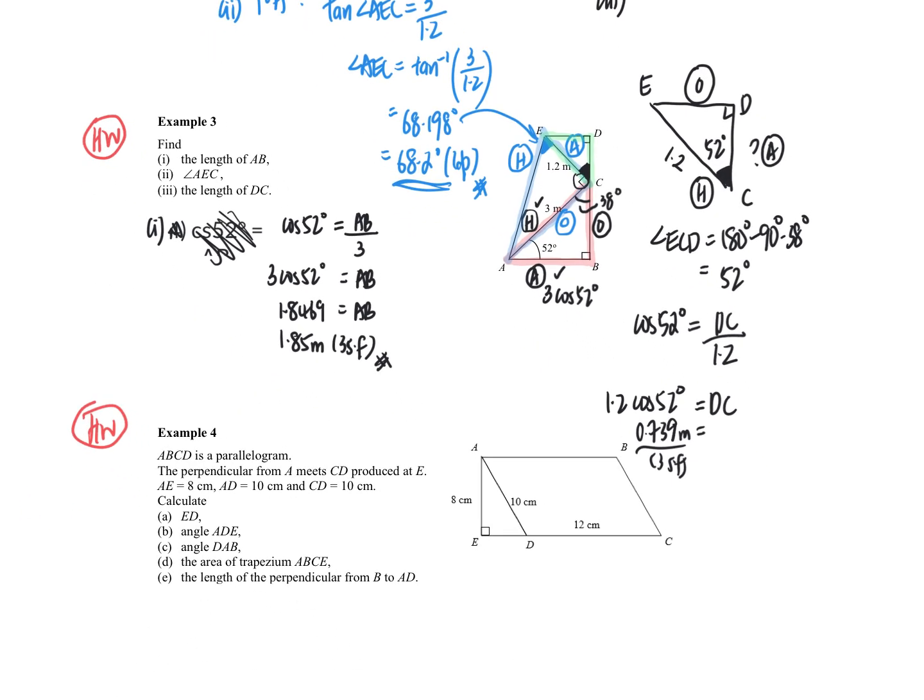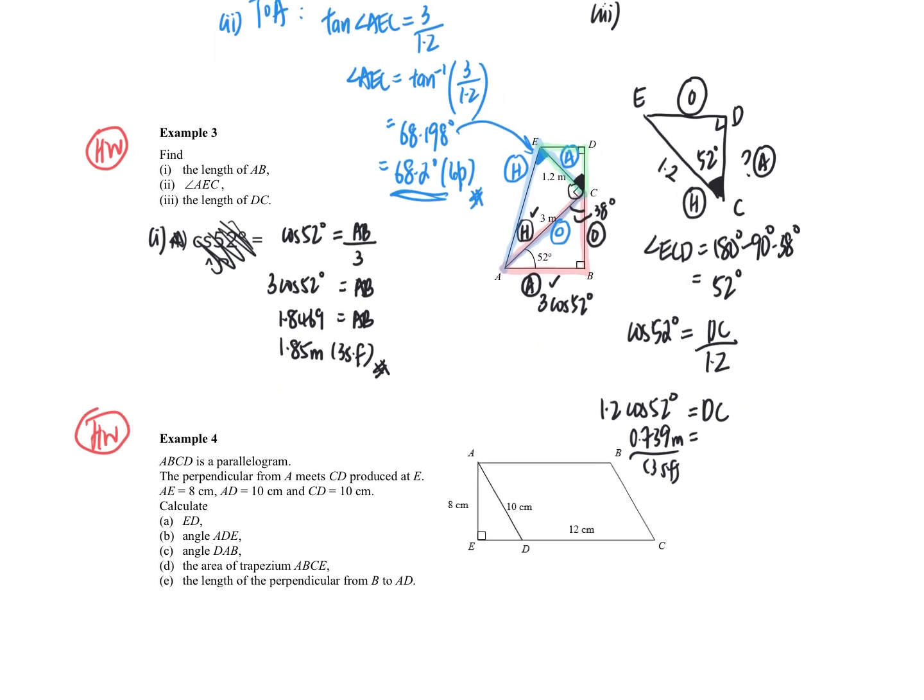Okay, last example. Parallelogram. AE is perpendicular and it meets CD produced at point E. So CD produced just means I extend the line CD and they meet at E. So that's what the question is telling you. AE is 8, AD is 10, CD is 10. No, CD is 10 but here it says 12.